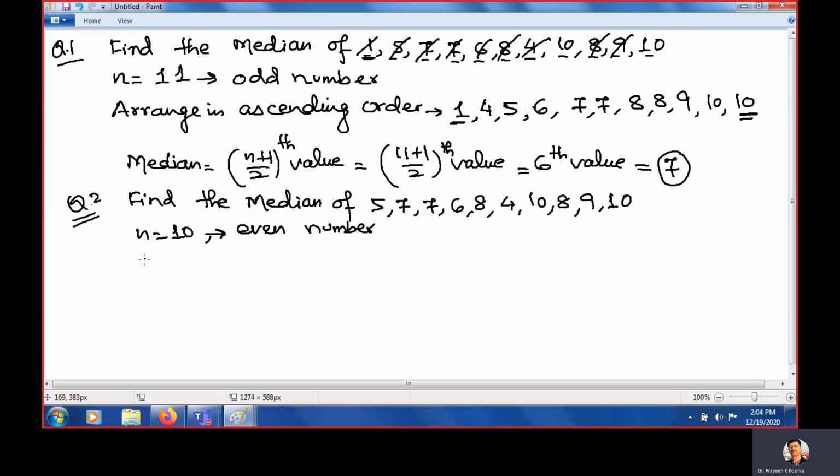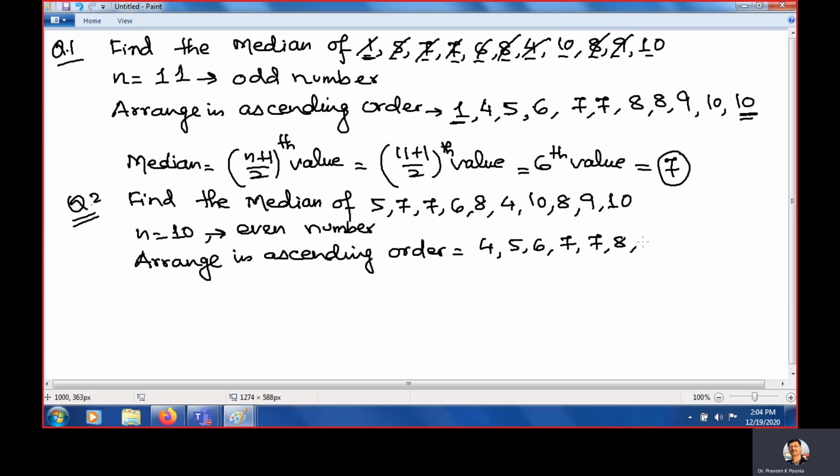And even number, so arrange in ascending order. How much will it be? 4, 5, 6, 7, 7, 8, 8, 9, 10 and 10. This is the ascending order.